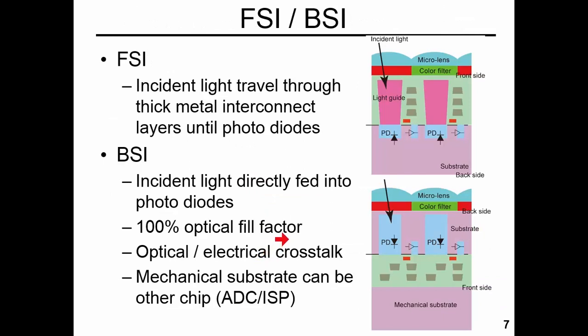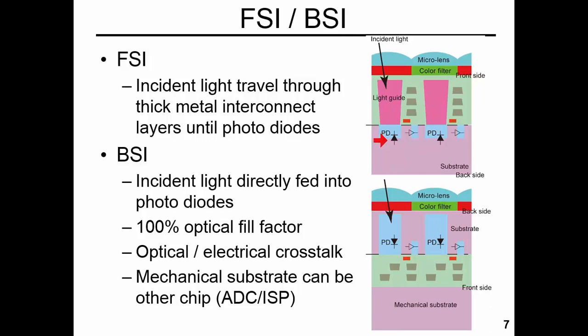For front-side illuminated image sensors and back-side illuminated image sensors, usually the photodiodes and transistors are formed on the surface of the silicon substrate. Above that, you will have the wiring. So light needs to travel a long distance like this, and that causes light degradation.